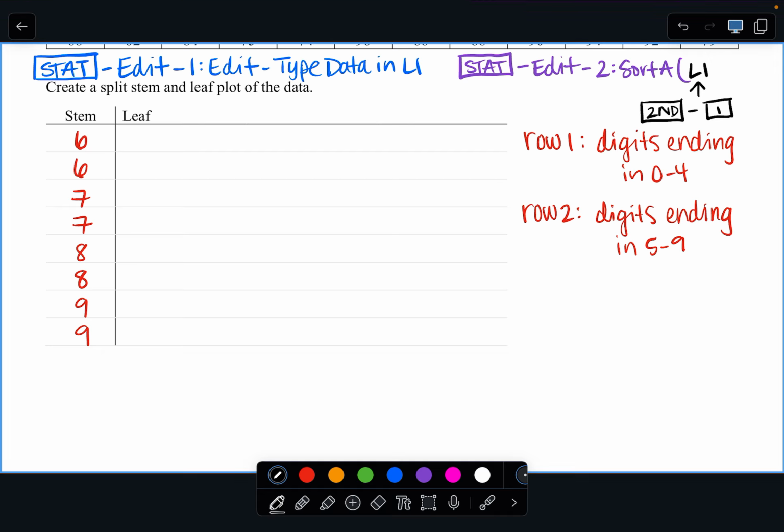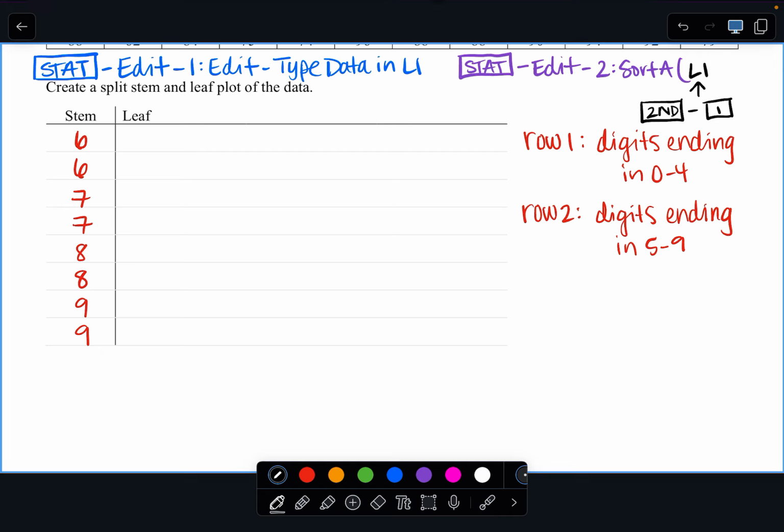Type in your data values already so fast? Yes, you have to do all that. We're all doing that. Stat edit, type in your data. Once you have your data in your calculator, you're going to hit the stat button again. And if you go to option number 2, it should say sort A. And I'm sure you can figure out there's a sort A and there's a sort D. A is for ascending and D is for descending. So that would mean greatest to least. For the most part, you want to be least to greatest just because that makes the most sense. So that's why we use sort A. But once you have that, you're going to hit enter.